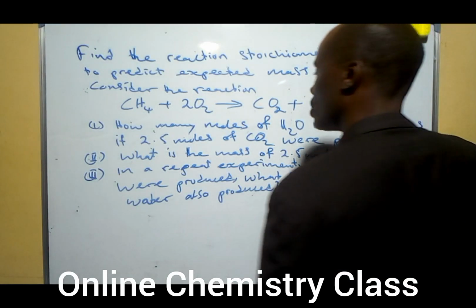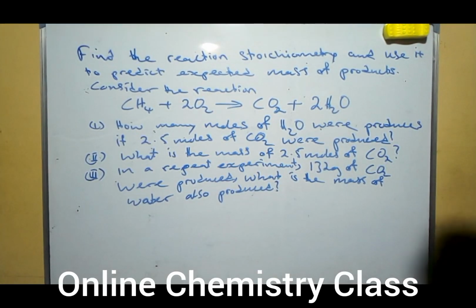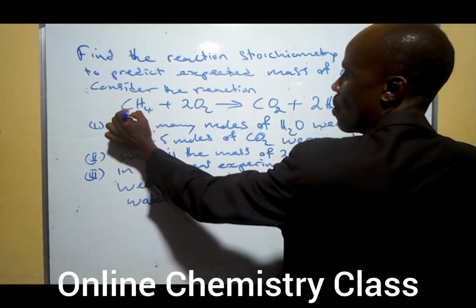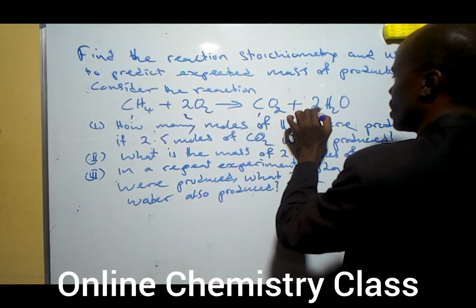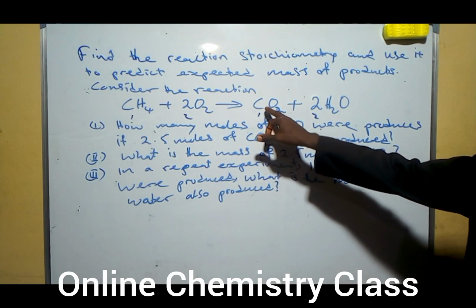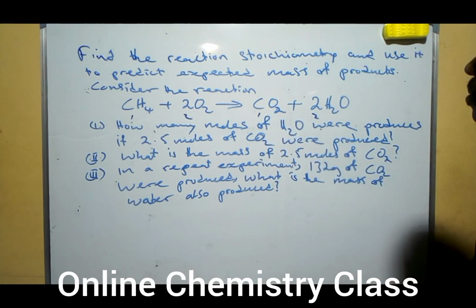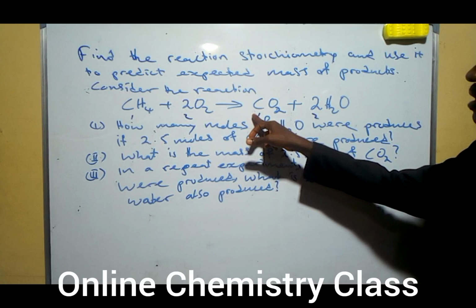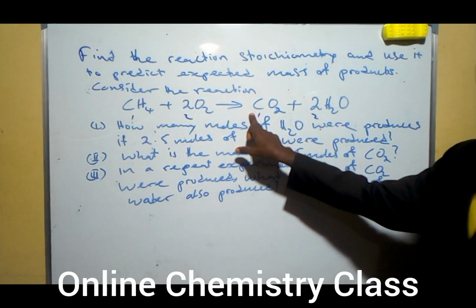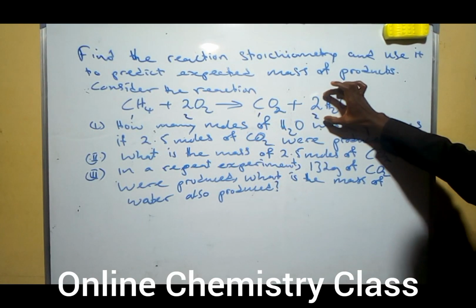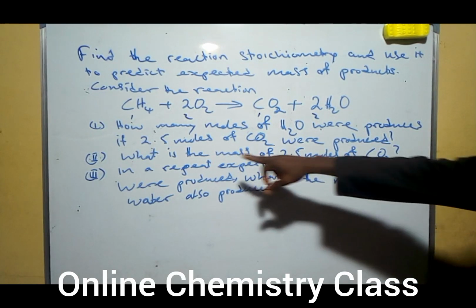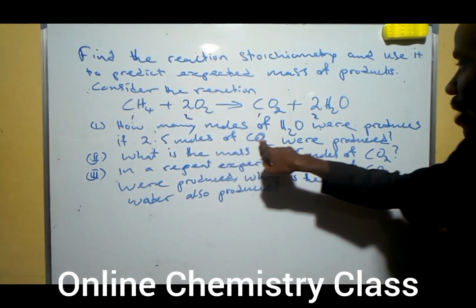Before we go through it, it's important to really understand the relationship that exists here. In this relationship, we have 1 mole, 2, 1, and 2. But now, what we're looking at here is the relationship between these two. If you look at it very well, when 1 mole of carbon dioxide is produced, at the same time 2 moles of water will be produced. So in the first one, it said 2.5 moles of carbon dioxide.